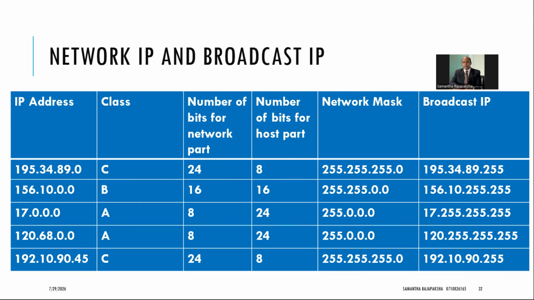Next one is a class B. The common part is 156.10. The other two are varying. The largest value you can give the other two is 255.255. That's the broadcast IP. Third one, class A, we know that only the common part is the first byte, that is 17. Then the others are varying. The largest value you can get for the others is 255. Therefore, the broadcast IP is 17.255.255.255. Like this, you must be able to make the calculation when the questions are given.